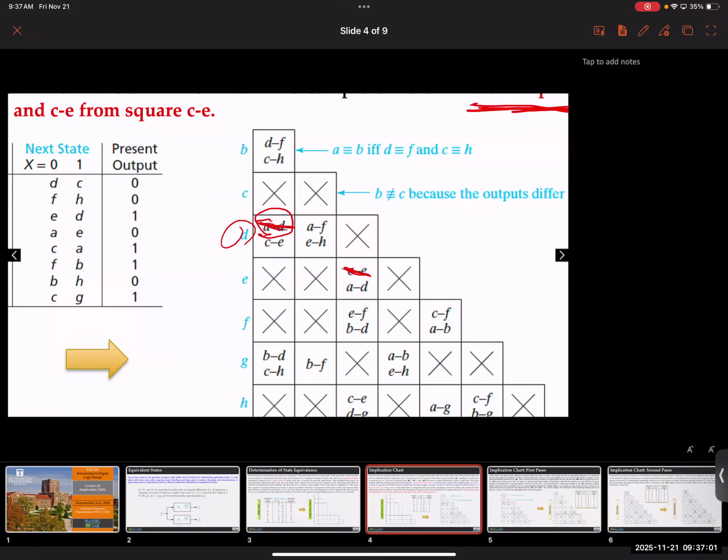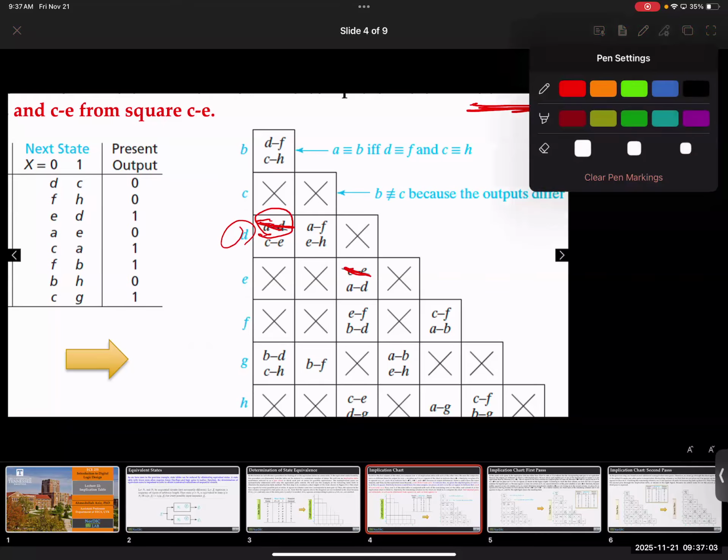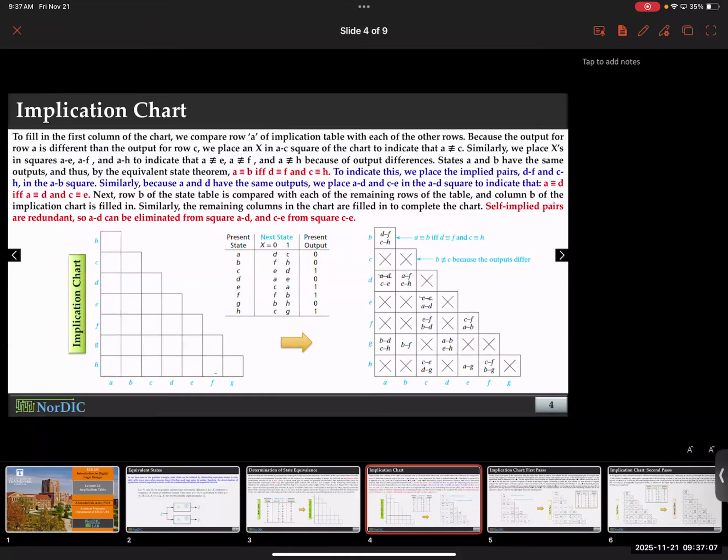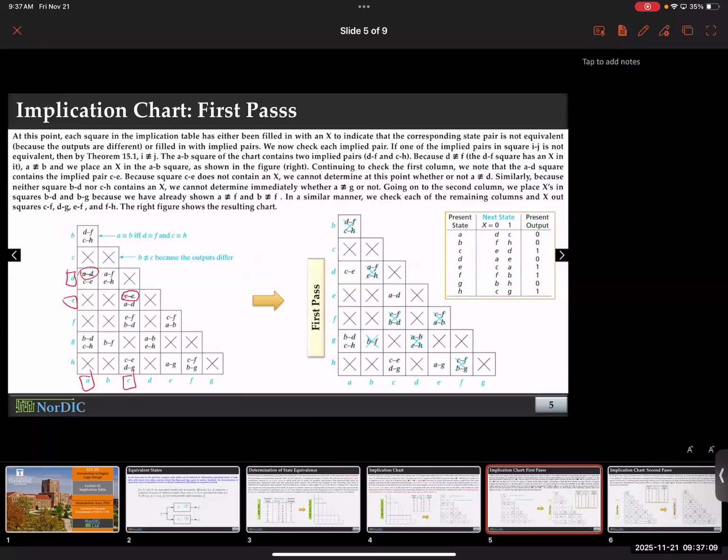So that's why we got rid of these two repetitions. After you get rid of this, you get this one. This is your actual first pass after getting rid of those self-implied pairs. So we are here right now. Are we all together on this? Anyone lost? Okay. Now we will go over this implication chart one more time.